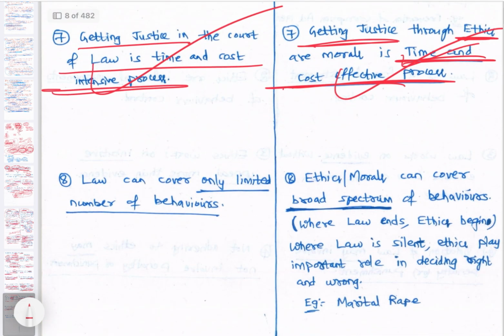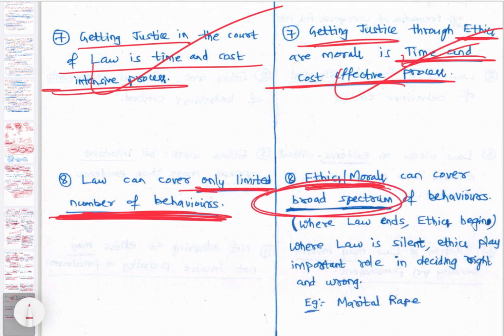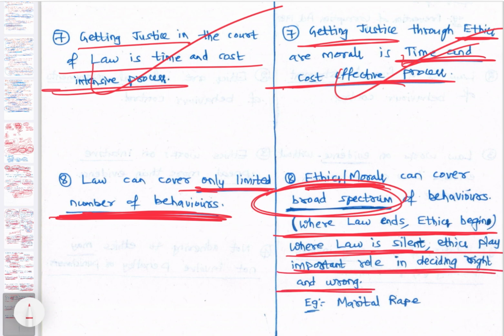Then law can cover only a limited number of behaviors. By law, ये सही है, ये गलत है, so limited number of behaviors because they are a minimum set of standards set up by the society. On the other hand, ethics or morals cover a broad spectrum of behaviors. Okay, so there is a saying, where law ends ethics begin. Where law is silent, ethics play an important role in deciding right and wrong.